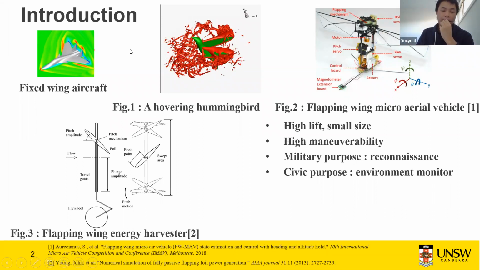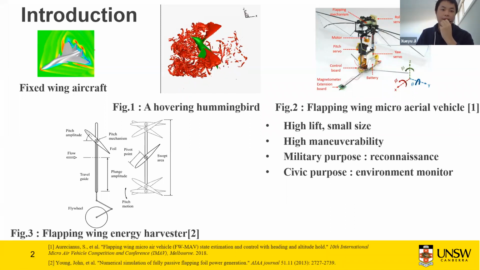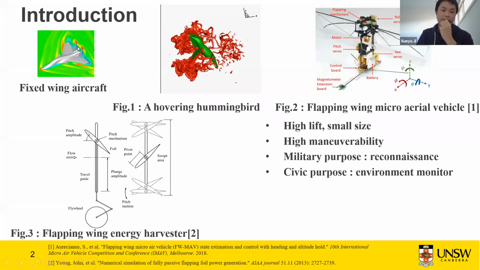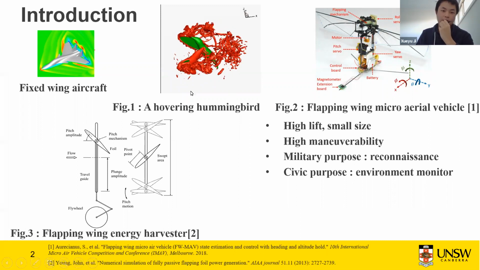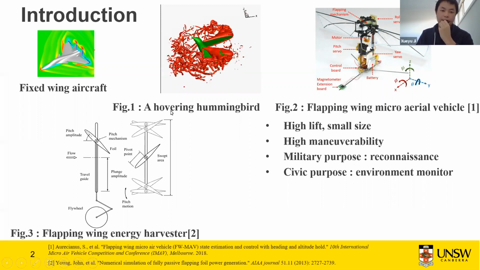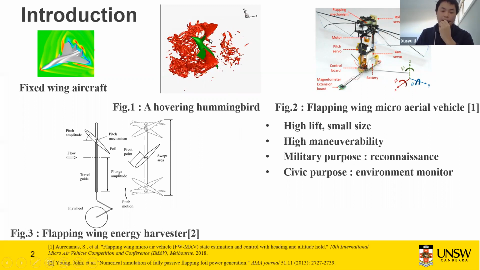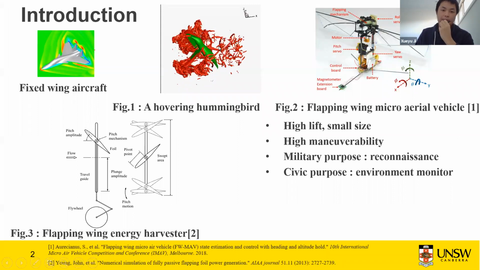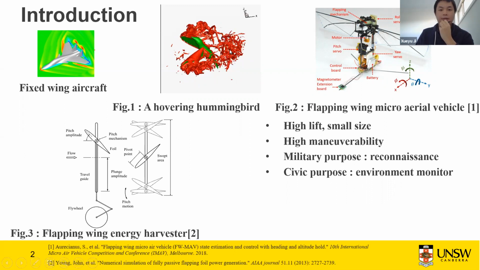However, in nature, animals like birds or some insects can fly not by the jet. Instead, they use the flapping wing, just what I'm showing you in figure 1. Here is a hovering hummingbird. You can see that with the flapping motion, the hummingbird can generate enough lift to maintain its flight.